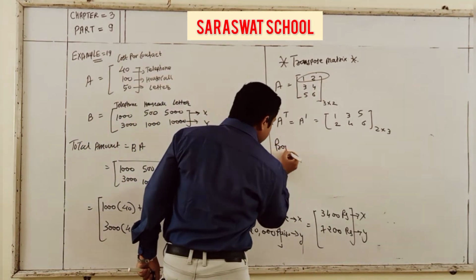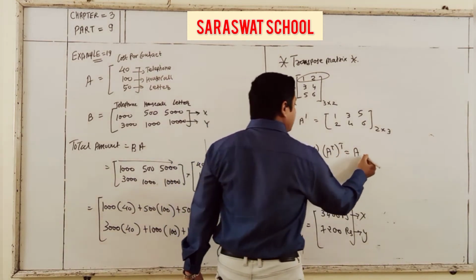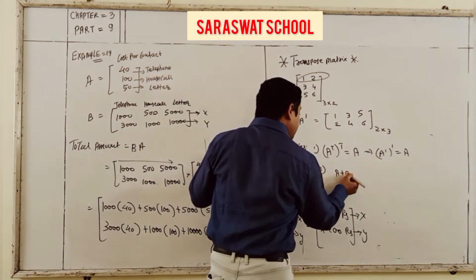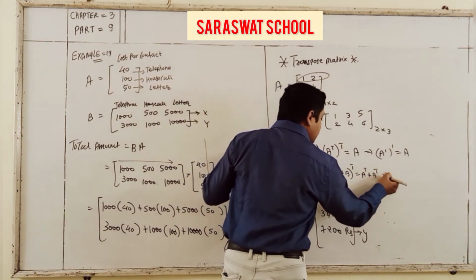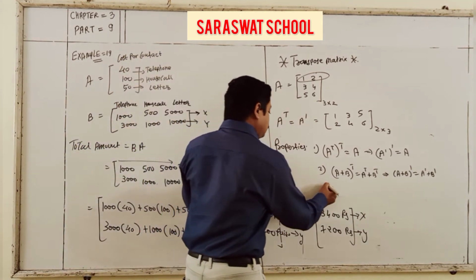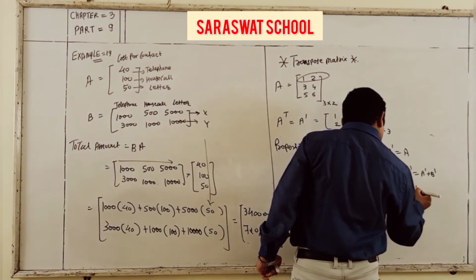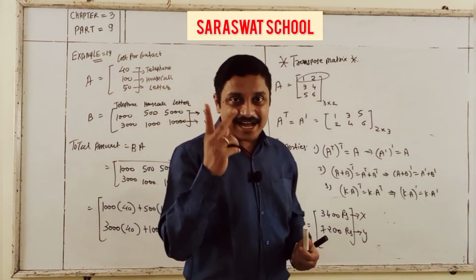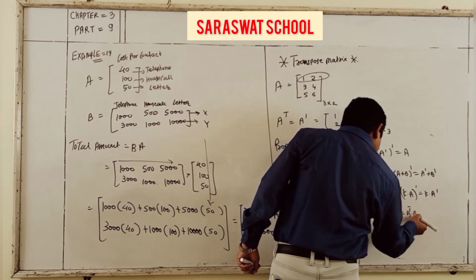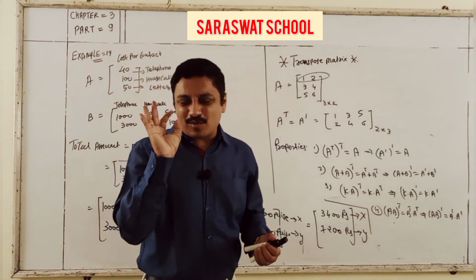Now some properties. Property number 1. Transpose of transpose is always A. Either you will write down (A dash) dash is A. Transpose and dash are the same. Now if you have (A plus B) transpose, you will write down A transpose plus B transpose. Otherwise in your textbook written (A plus B) dash equals A dash plus B dash, both are the same. Third, if you have K into A transpose, then K into A transpose, either you will mention K A dash, K outside but A dash separately. And last property, fourth. Property number 4, it's also very simple. (AB) transpose is B transpose A transpose. Otherwise you will learn by heart (AB) dash equals B dash into A dash. That's our 4 small properties.